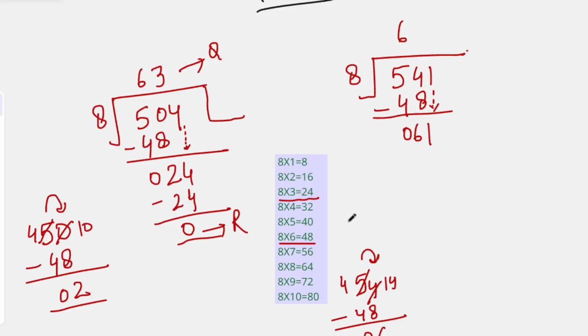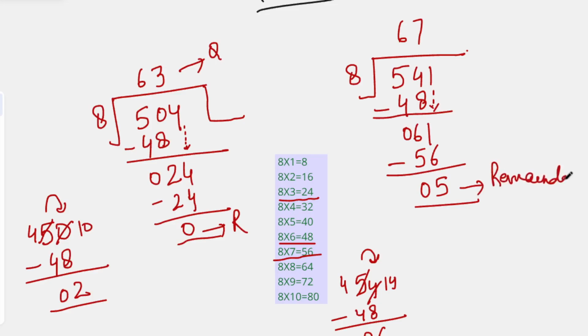It will become 61. So this time we can take 56, right? Because 64 will be greater than 61. So we'll stop at 56. So 8 sevens are 56. Now try this subtraction yourself. Borrowing will happen. It will become 11. 11 minus 6 is 5. After giving away 1 it will become 5. 5 minus 5 is 0. So here we have remainder 5. Now our division will stop here.